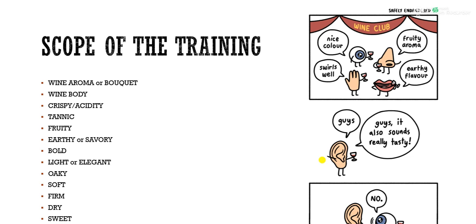What are the words or terminologies that we're gonna go through? So there are a lot of words to describe a wine. I have chosen 15 words that will help you completely to describe a wine and at the same time to understand the wine.